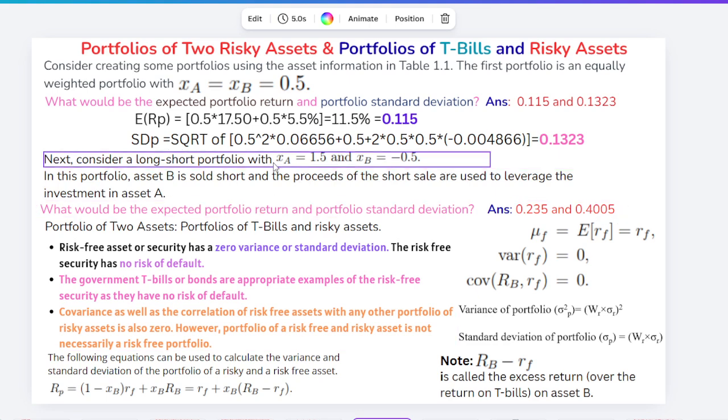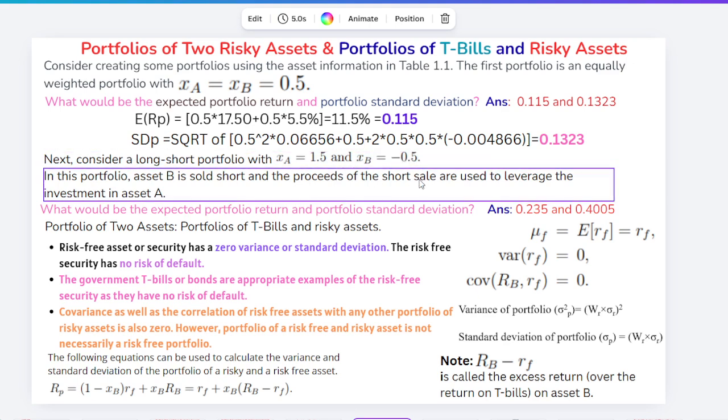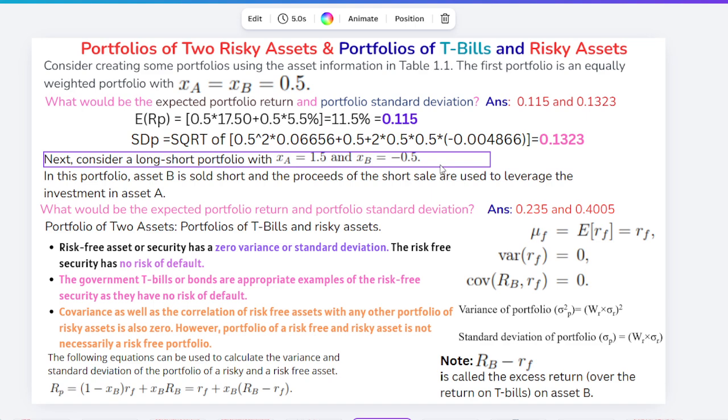At the same time, when we consider a short portfolio, if the proportion of investment in A is 1.5, then the proportion of investment in B would be minus 0.5. The condition is that the proportion of investment in A plus the proportion of investment in B must be 1.